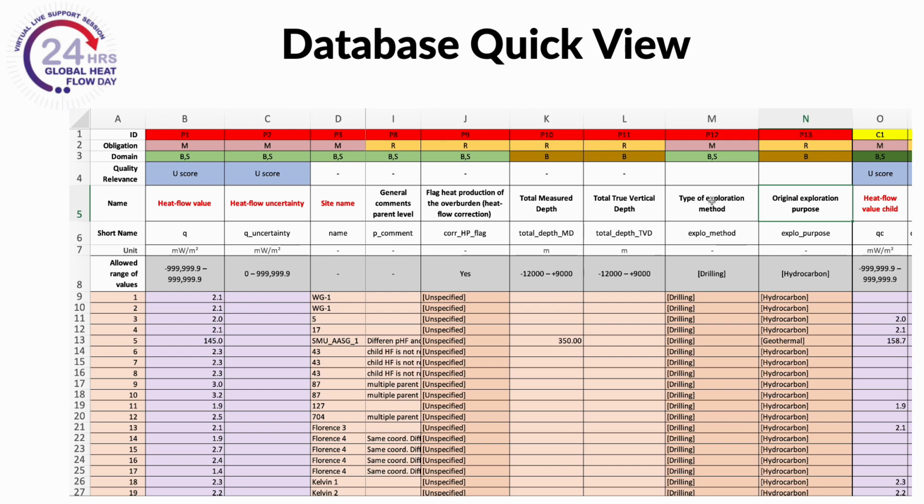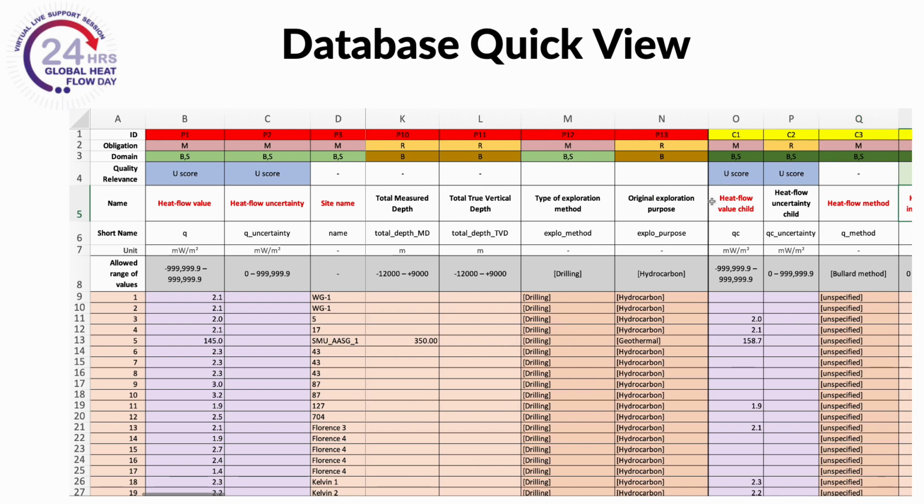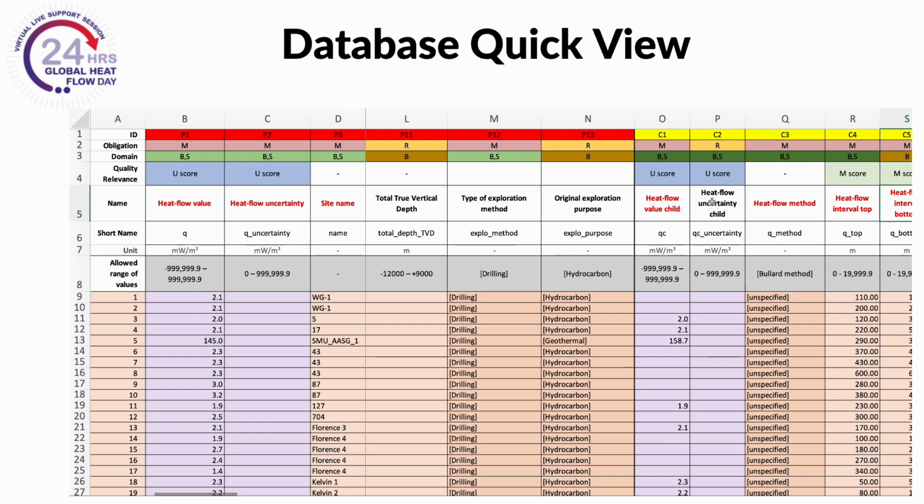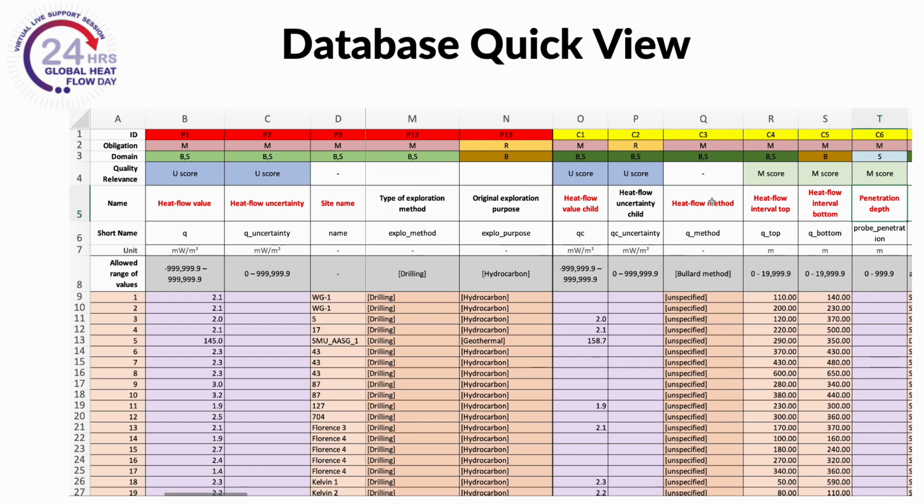Further to the right, we enter the child level. Again, we have mandatory and recommended data and metadata fields, including the heat flow value for the child and its related uncertainty, the method for deriving the heat flow value, plus other information for the child entry. You can see that this is much more extensive than the 1976 database.